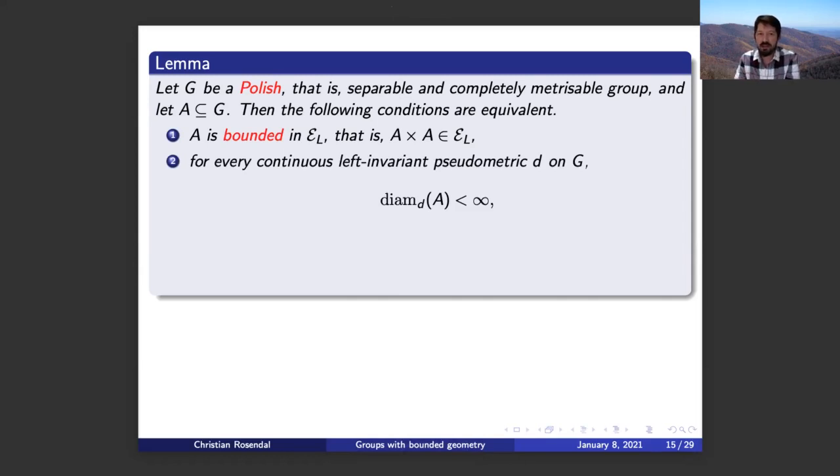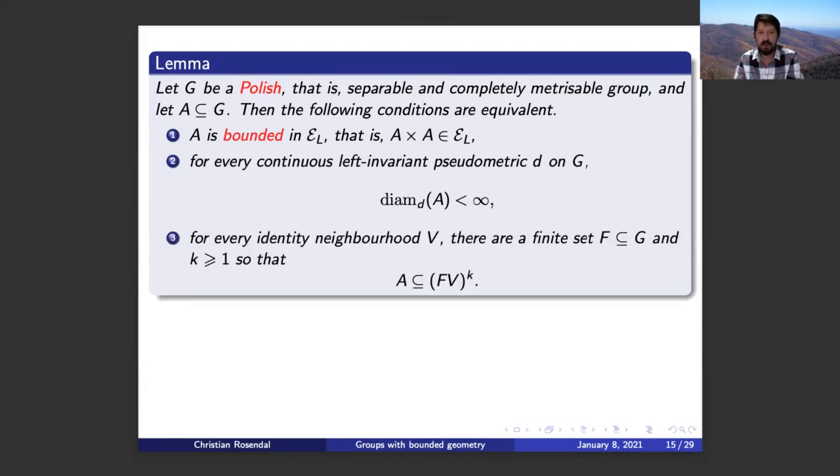This is the same as demanding that this set A always has finite diameter with respect to any left invariant pseudometric on the group. Or if you're familiar with length functions, this is just that it has a finite length in any continuous length function on the group. More concretely, there's an algebraic topological characterization of it, which is more useful in practice. Namely, whenever you fix an identity neighborhood, you can find some finite set and a power, so that A is contained in this finite product of this identity neighborhood and these finitely many elements. That's really the operative definition that you have.